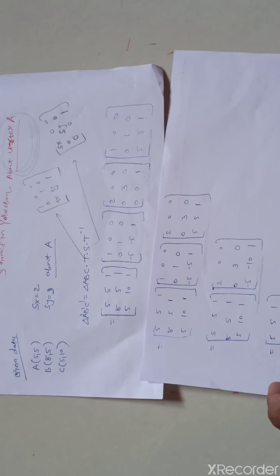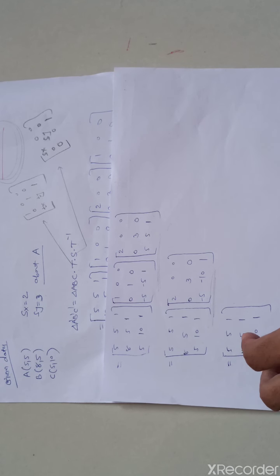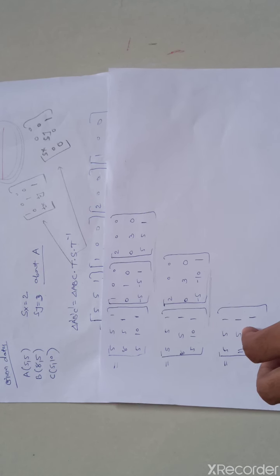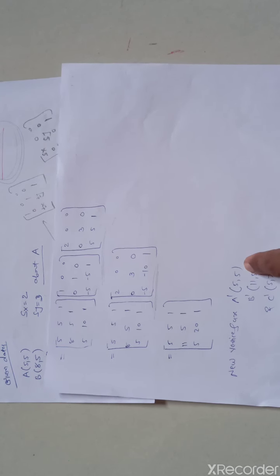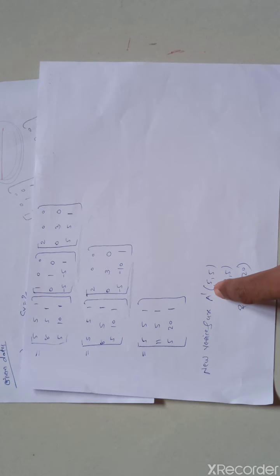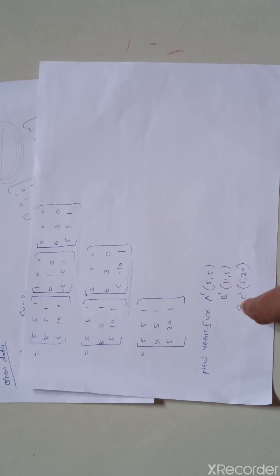So we say that after scaling of 2 times in x direction and 3 times in y direction, we get the final position of the triangle, which is A dash is (5,5), B dash is (11,5), and C dash is (5,20). Okay, thank you.